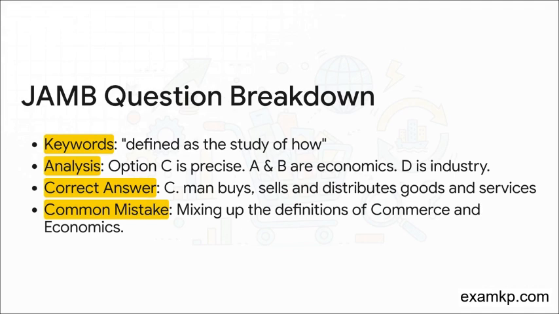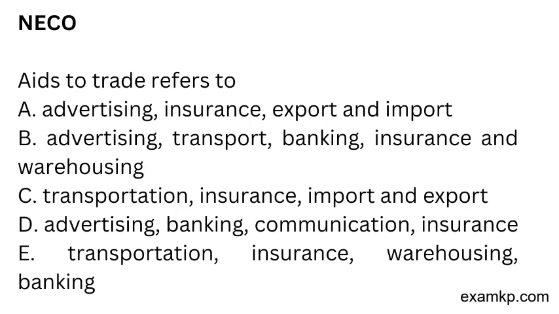And for our final practice question, we've got one from NECO. This one zooms in on a specific part of the syllabus. It asks, aids to trade refers to... So, this question is all about identifying the correct list of those support services we talked about. Have a good look and see if you can spot the correct combination. So the key here is to find the list that has only aids to trade and nothing else.